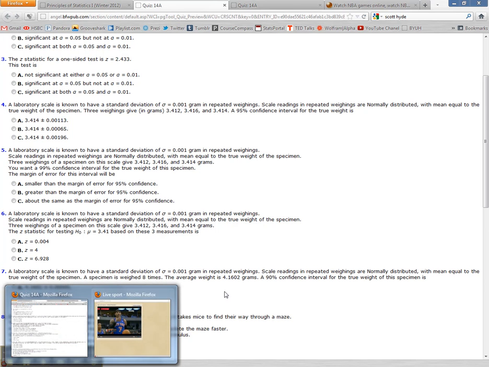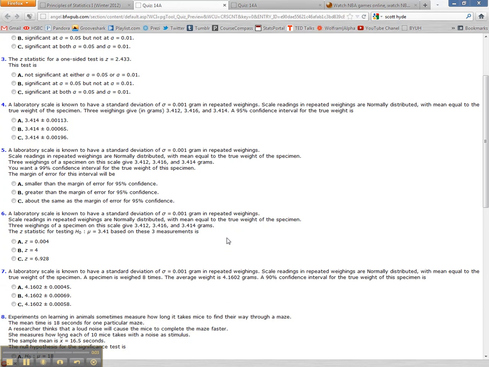We're going to work on two questions in chapter or homework 14A. The first one is number 4. It says a laboratory scale is known to have a standard deviation of 0.001 gram in repeated weighings.